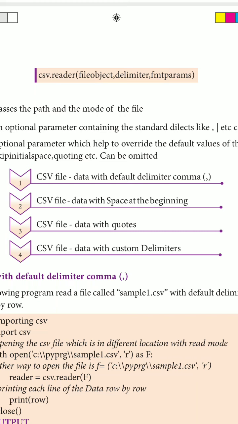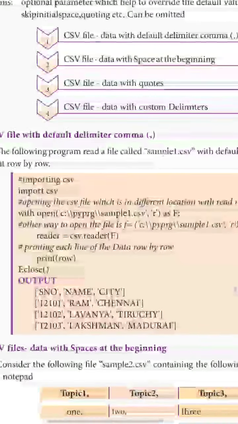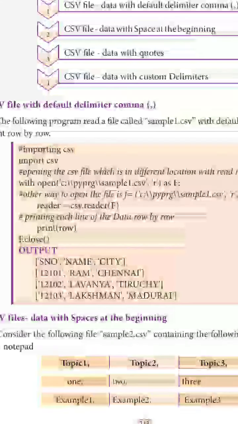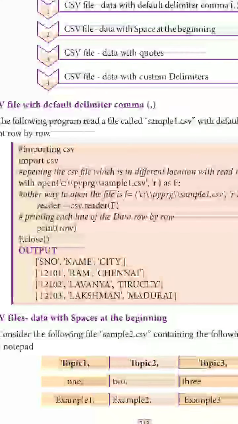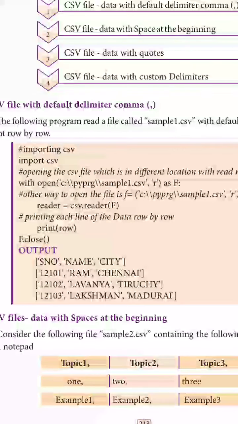ஓகே, ஸோ நெக்ஸ்ட் இஸ் CSV file with the default delimiters, comma. ஸோ நீங்கள் இந்த ரீடர் மெத்தட் மூலமா ஓப்பன் பண்ணீங்க அப்படின்னா தென் they have given an example here. ஸோ import CSV. ஓகே, ஸோ CSVன்ற அந்த ஹெடர் ஃபைல் ஆர் லைப்ரரி ஃபங்க்ஷனை நீங்கள் முதல்ல இன்சர்ட் பண்ணிக்கணும். ஸோ ஆஃப்டர் தேட் யூ ஹாவ் டு ஓப்பன் இட். ஸோ இதில் ஹேஷ்னு கொடுத்துருக்கிறது எல்லாமே கமெண்ட்டு.